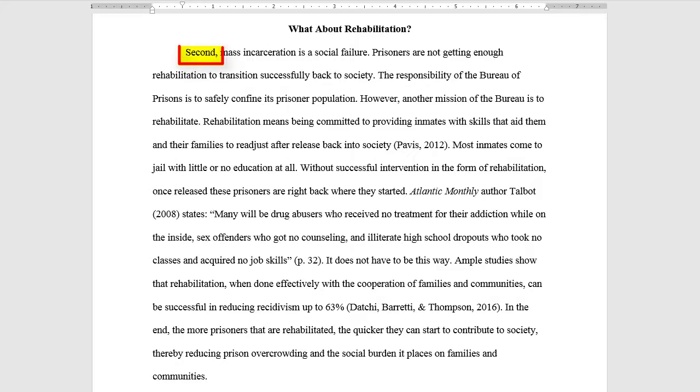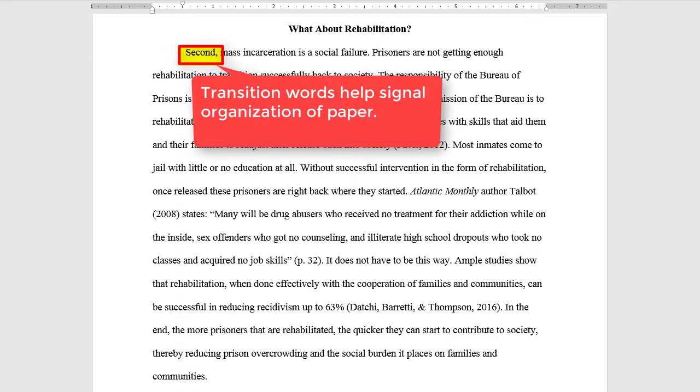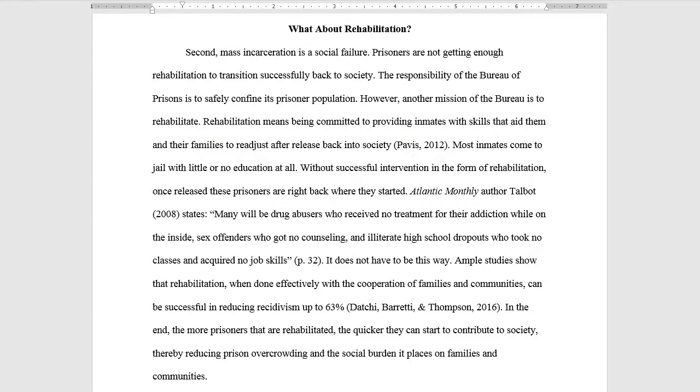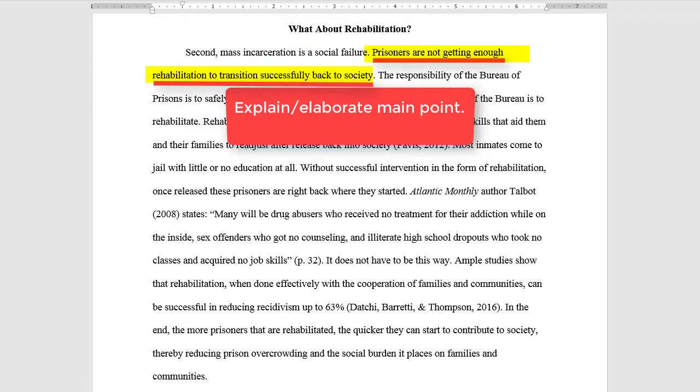Notice that at the beginning of this paragraph, Jane uses the transition word "second." She does this to signal her organization, and then states her main point. Mass incarceration is a social failure. Her explanation sentence is also straightforward. Prisoners are not getting enough rehabilitation to transition successfully back to society.